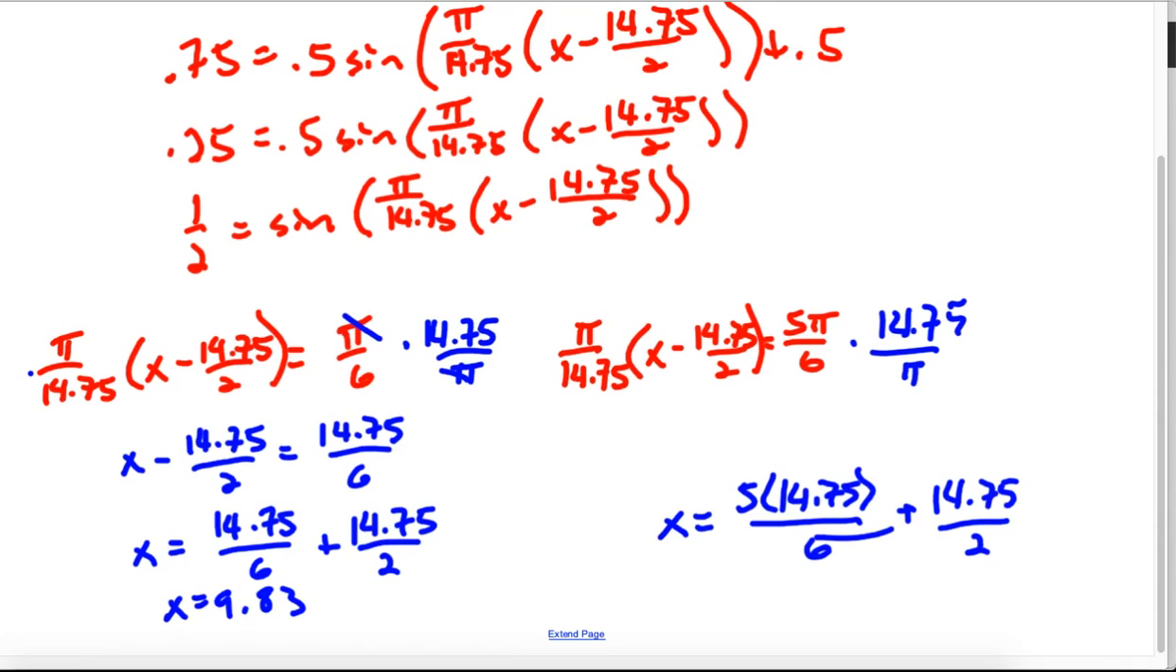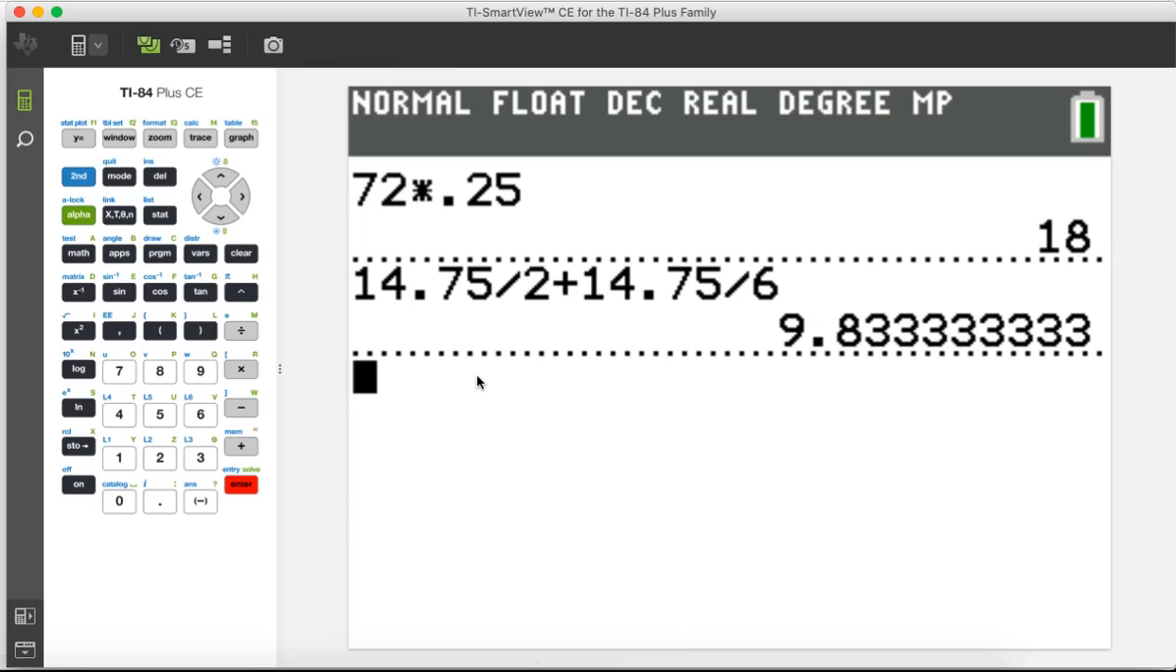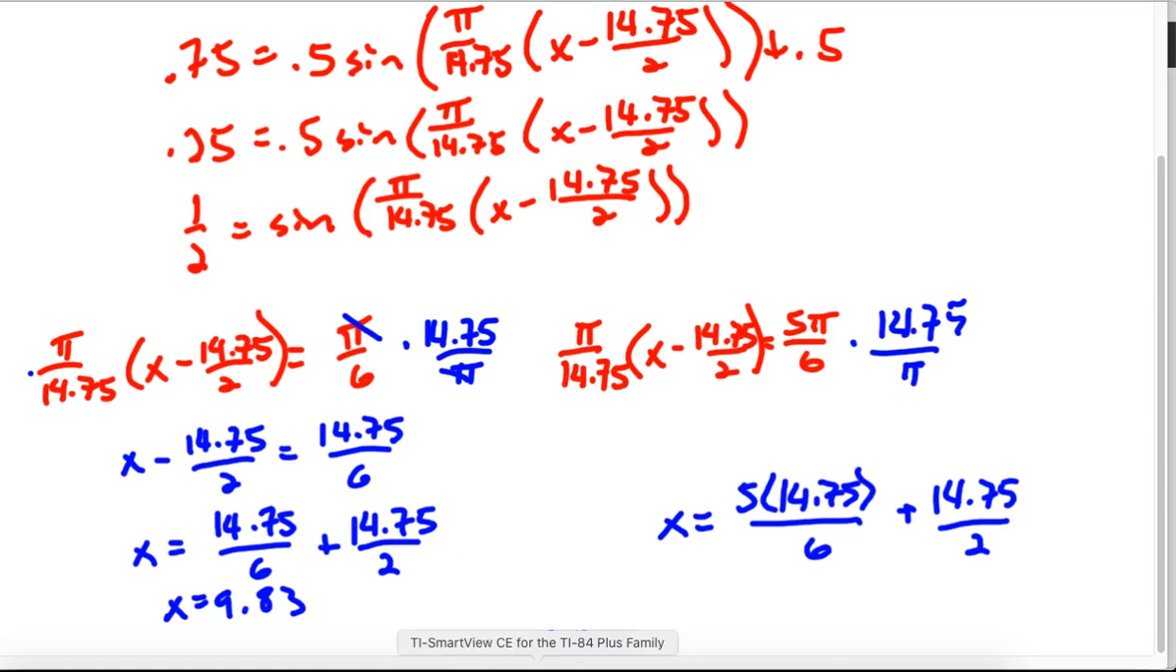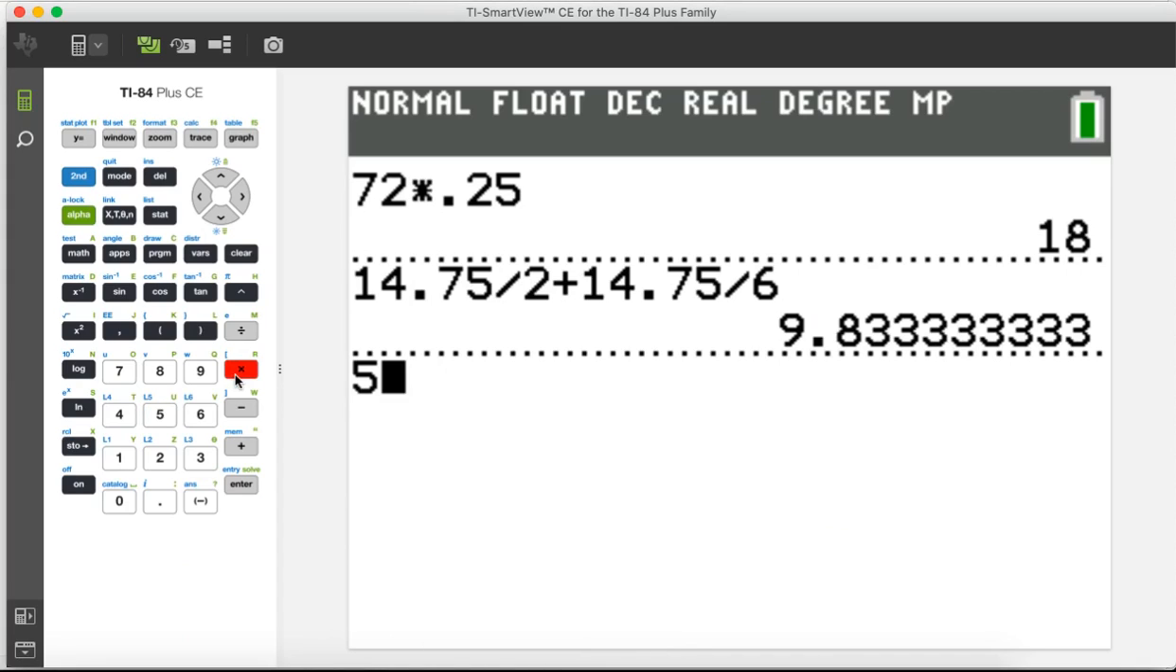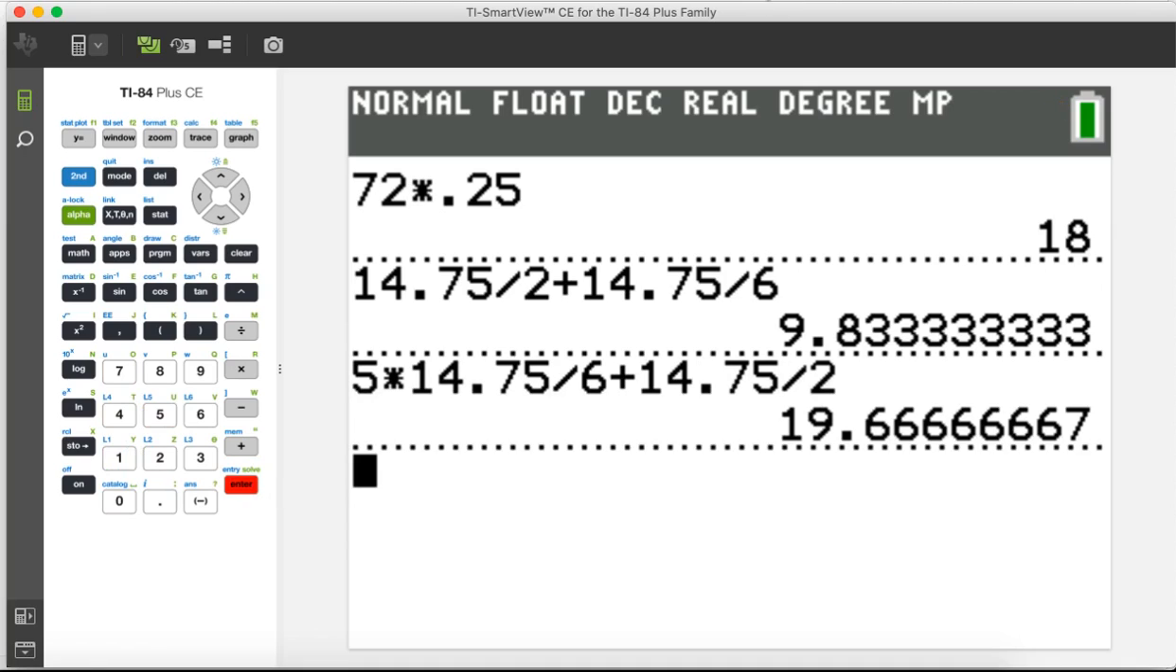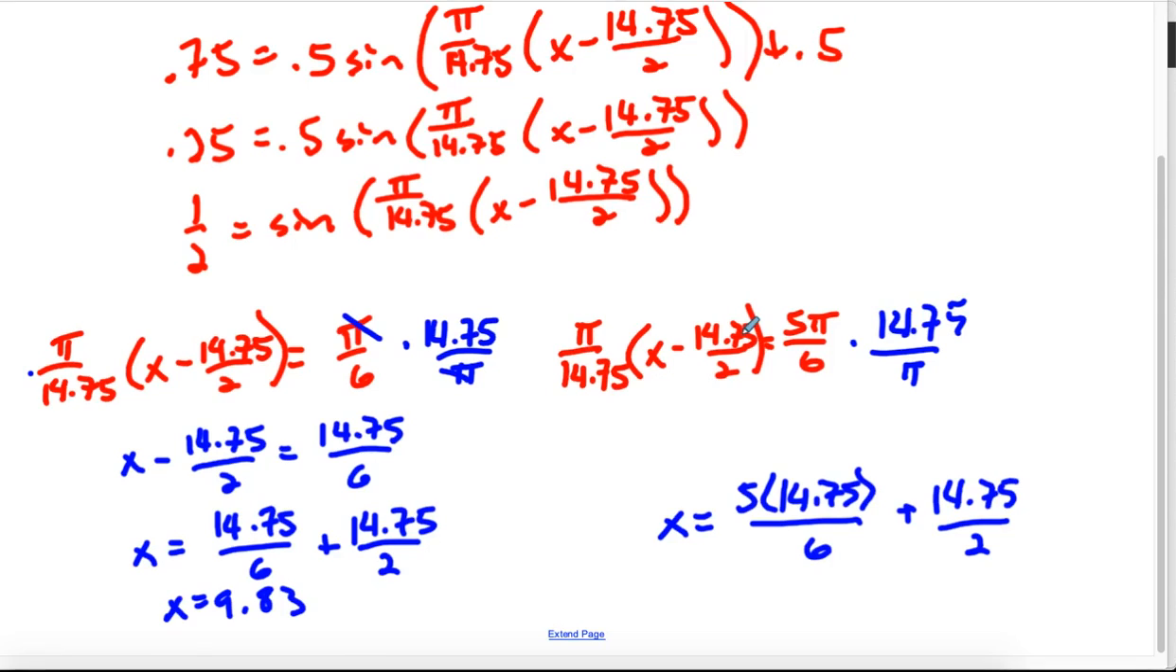And then if I plug this one in as well, so 5 times 14.75 divided by 6 plus 14.75 divided by 2 gets me 19.666, or 19.67. So at about 19.67 days, 75% of the moon is visible as well.